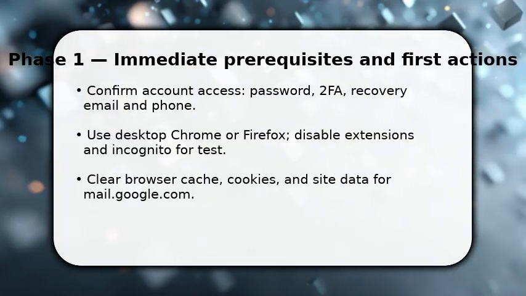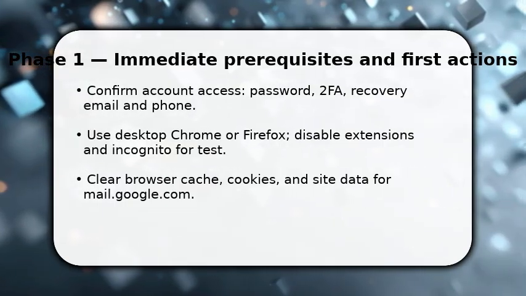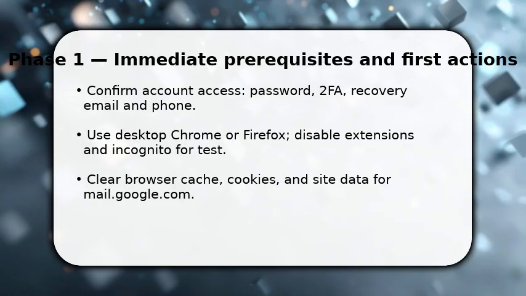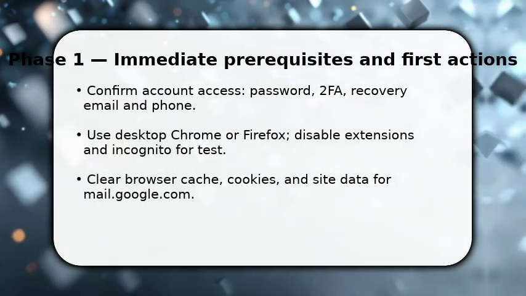You start by confirming you can sign in, password and two-factor are correct, and recovery methods work. Once done, open Gmail in a supported desktop browser. This reduces mobile app variables.